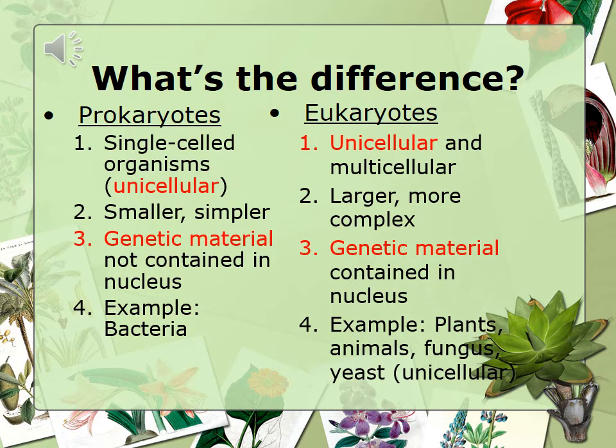Genetic material is contained in the nucleus. Now, both of them have genetic material, but the one in eukaryotes is actually protected by the nucleus. And we're going to talk more about the nucleus in section 2. The examples of eukaryotes are all plants, all animals, fungus, and yeast, which is unicellular.